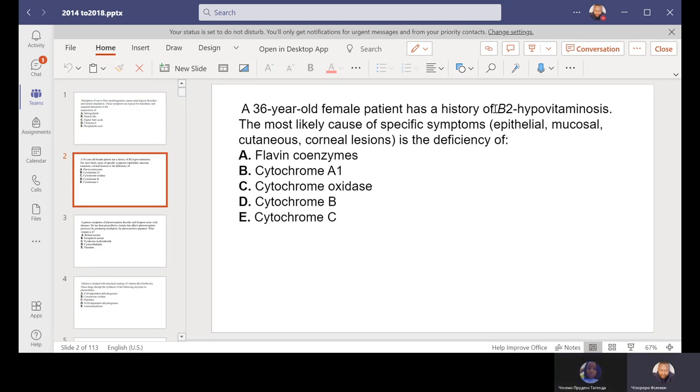Okay. So they said vitamin B, beta vitamin B2. B2 hypovitaminosis is vitamin B2 deficiency. You just need to know another name for vitamin B2. Can you tell me the other name for vitamin B2? Riboflavin. Riboflavin, exactly. So it's in the flavin enzymes.